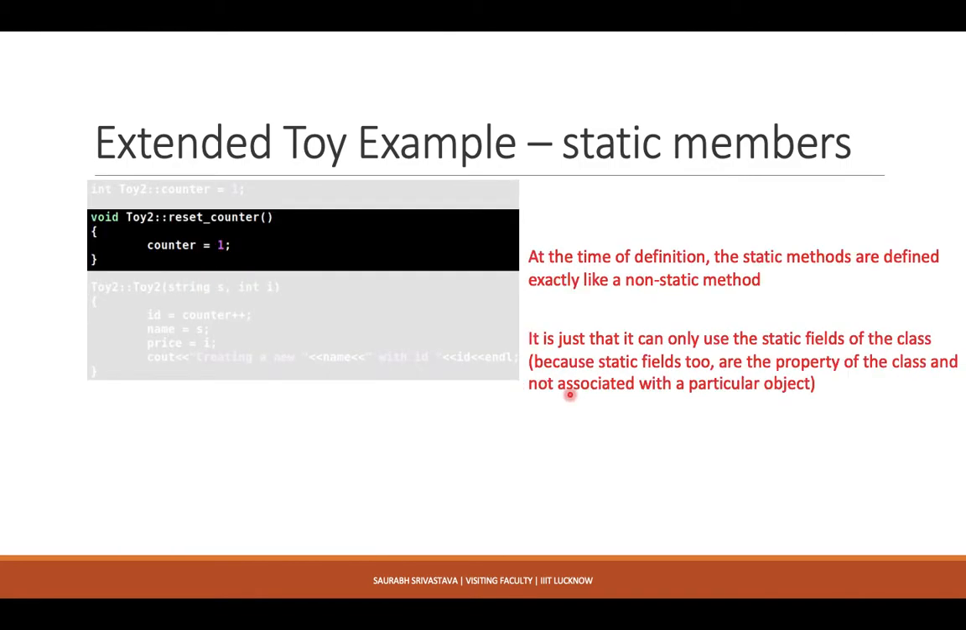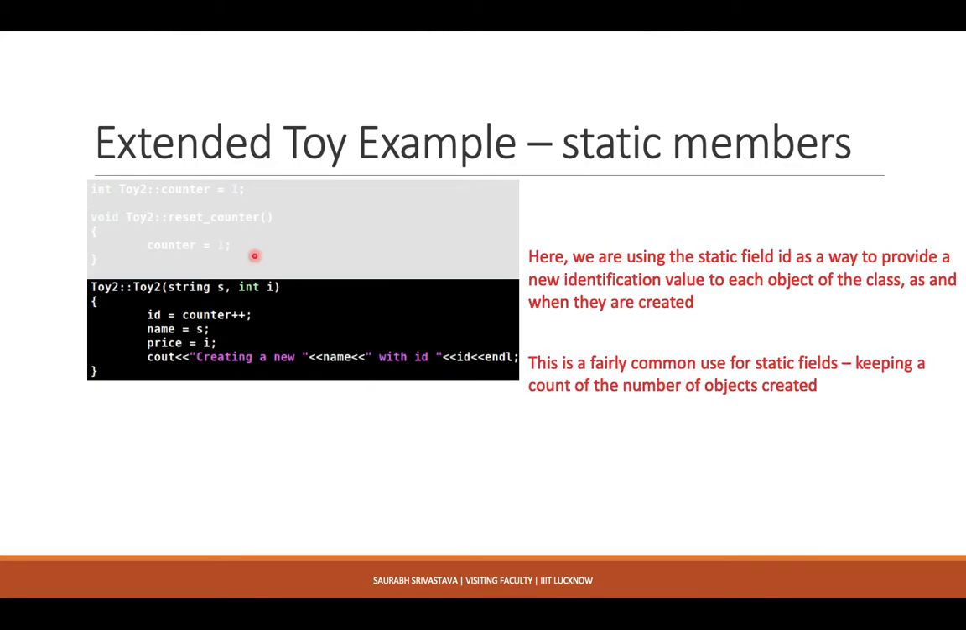And this is how a particular static method is defined. It is actually defined in exactly the same fashion as other methods. The only thing that is different here is that the only variables it can work upon are either the local variables, constants, or the static fields of the class.